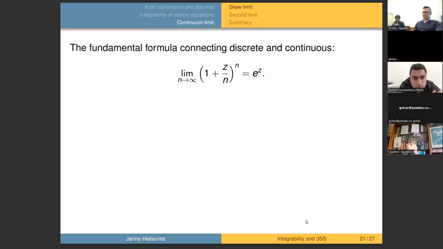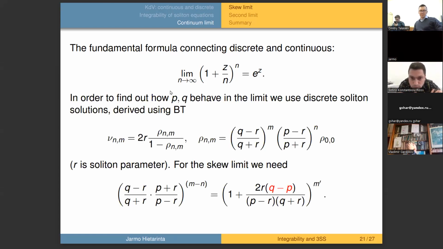And in general, when we have a connection between discrete and continuous, we have this discrete variable. And if n goes to infinity, then this kind of combination goes to a plane wave. So we must follow now the solitons of the lattice equation and make it so that we get the solitons of the continuous equation. Okay, let's see how that happens.